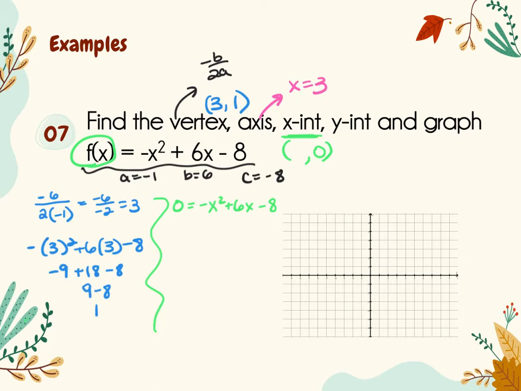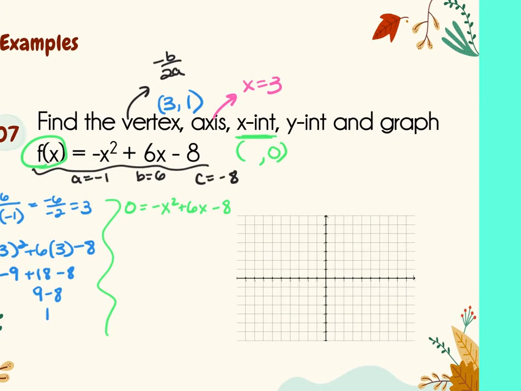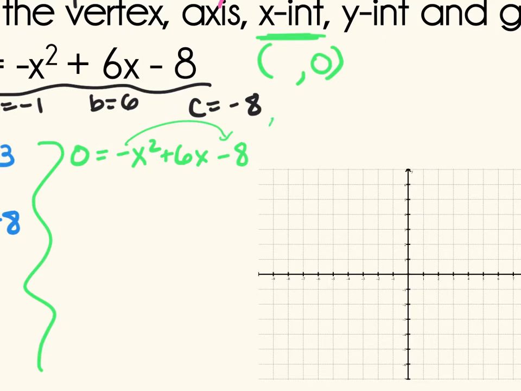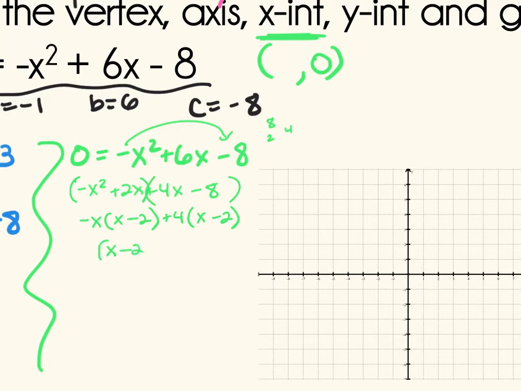Now I want to see if this is factorable. There's a negative on the front, so let's do first times last. Negative 1 times negative 8 gives me a positive 8. Are there factors of positive 8 that sum to positive 6? Yep, so this is factorable. So I get negative x squared plus 2x plus 4x minus 8. And I group them. Take out a negative x, and I get x minus 2. Take out a positive 4, and I get x minus 2. Take out an x minus 2, and I get negative x plus 4.